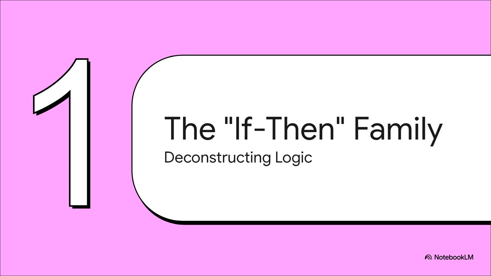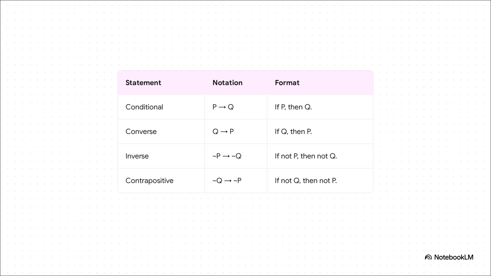Okay, so first things first. Everything we're talking about today is built on one simple idea, the if-then statement. You use it all the time. If I finish my work, then I can watch a movie. But what you might not know is that this simple statement has a whole family of variations, and getting to know them is absolutely crucial. So let's meet the family.